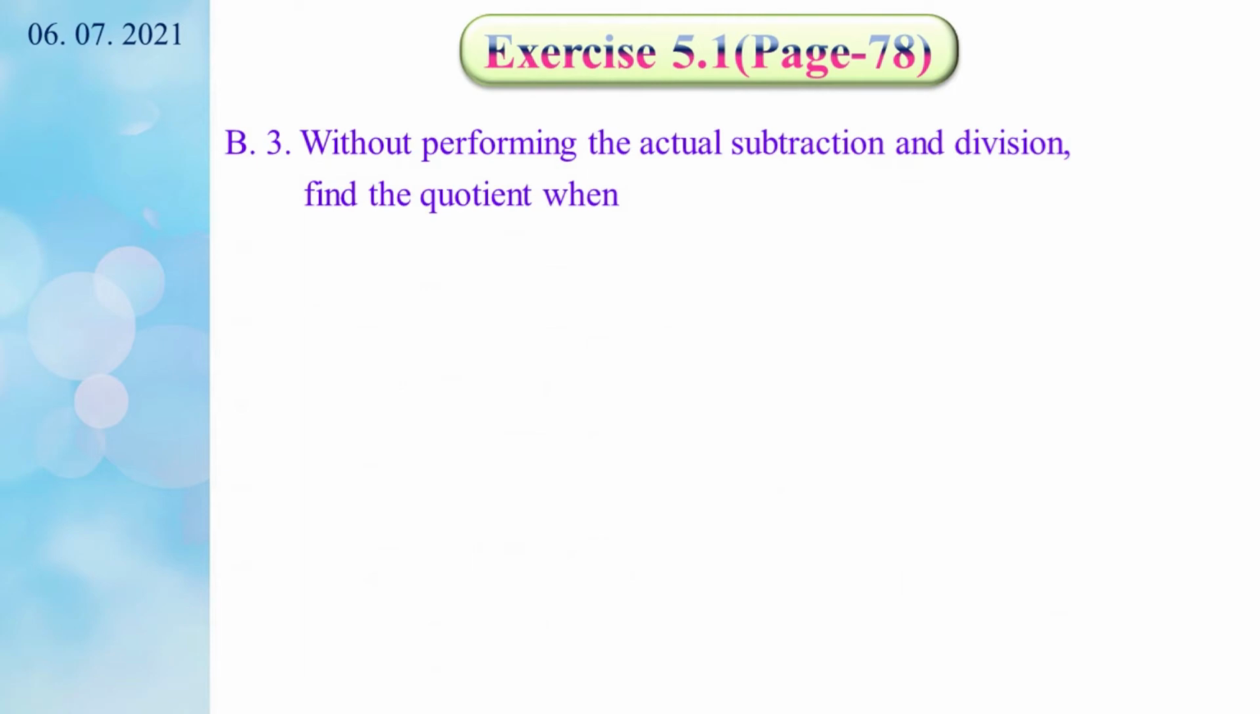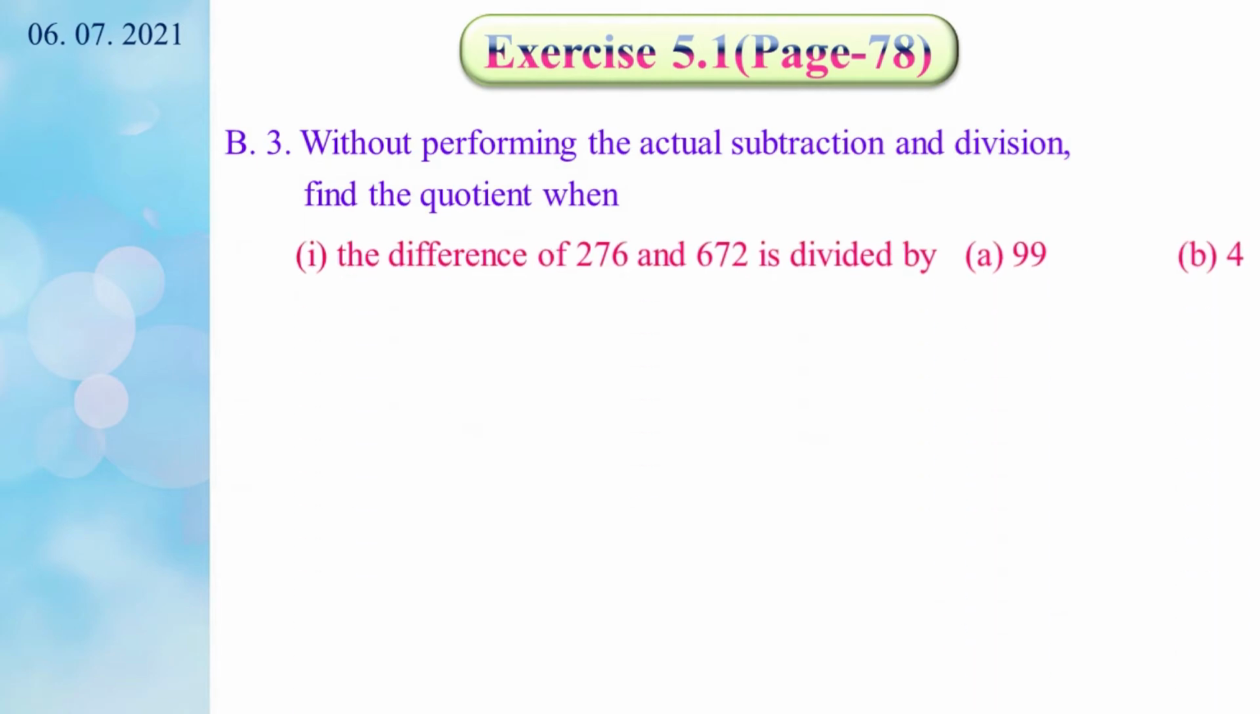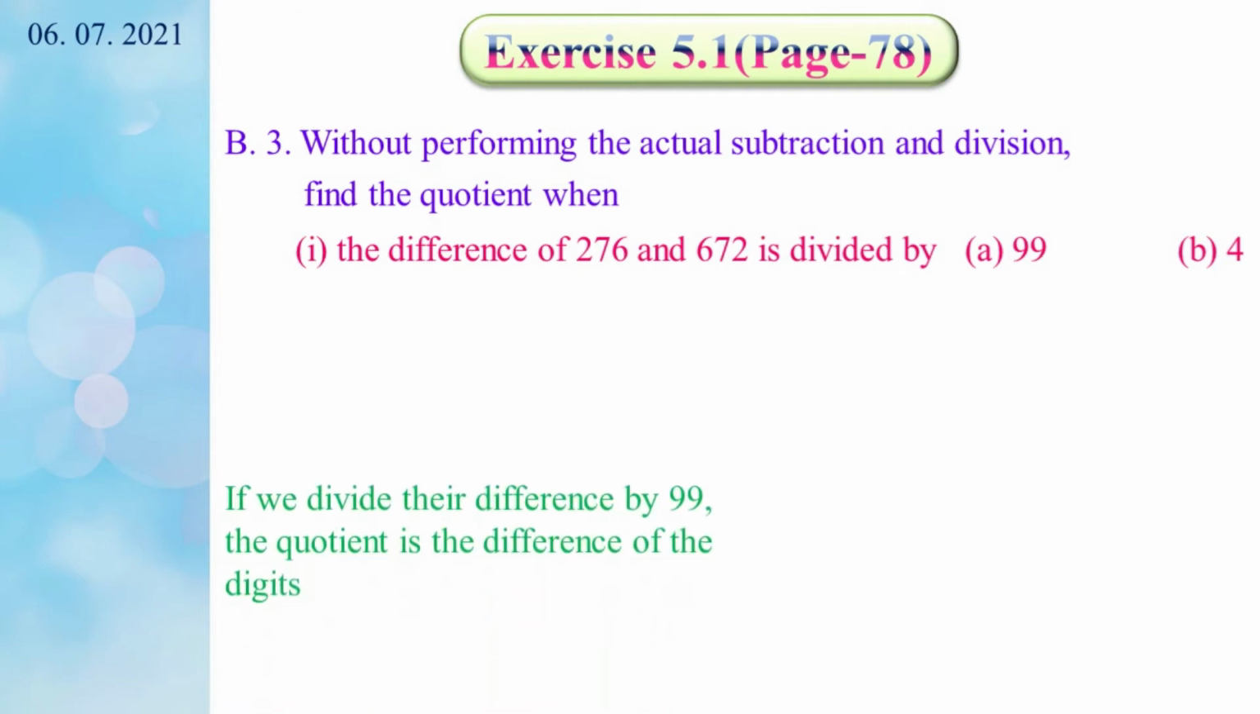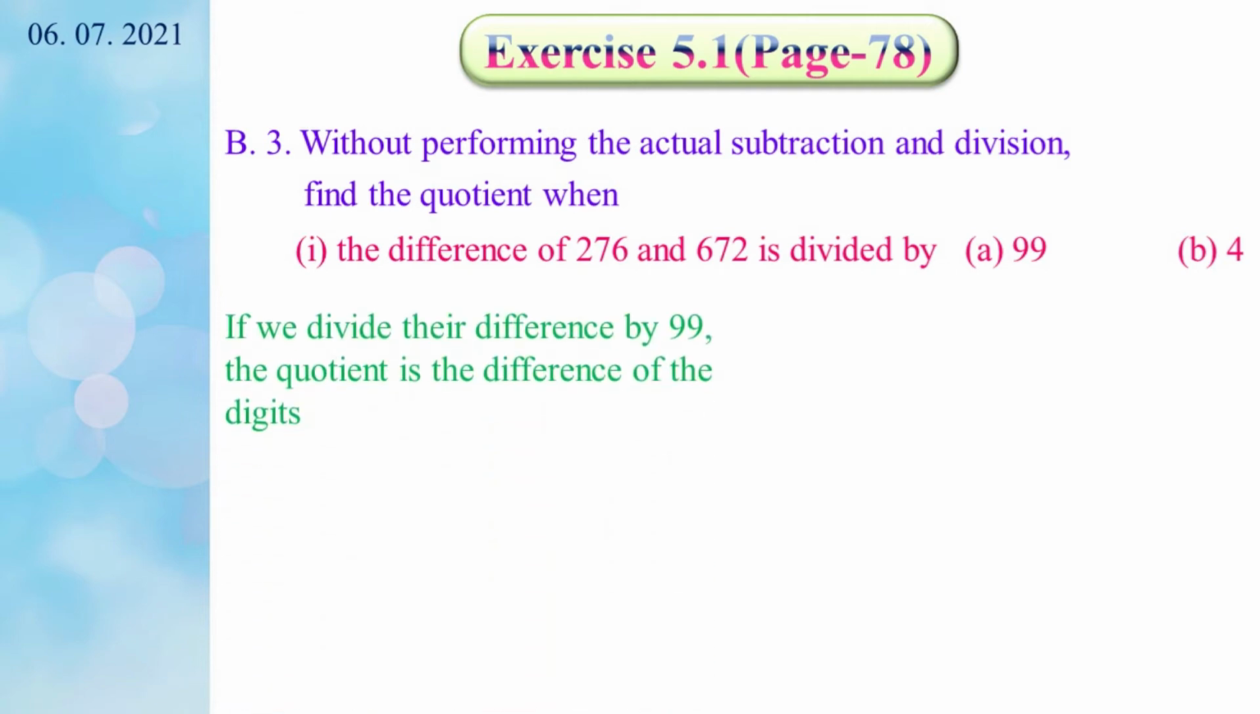Let us move to the exercise sum. Third sum: without performing the actual subtraction and division, find the quotient when the difference of 276 and 672 is divided by 99 and by 4. Here 276 and 672 are 3-digit numbers such that one can be obtained by reversing the digits of the other. If we divide the difference by 99, the quotient is the difference of the digits.